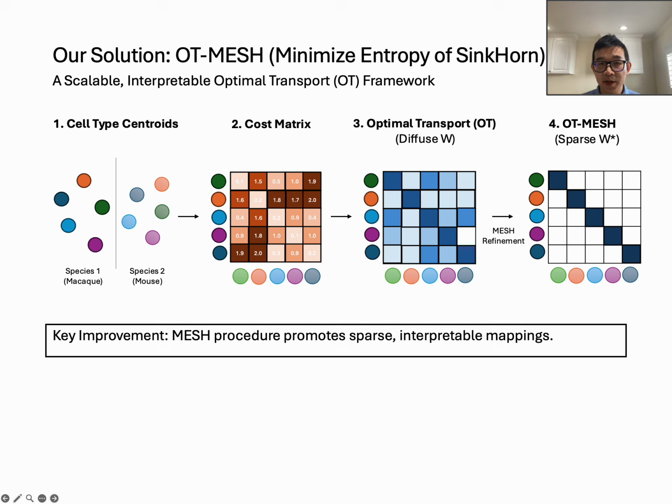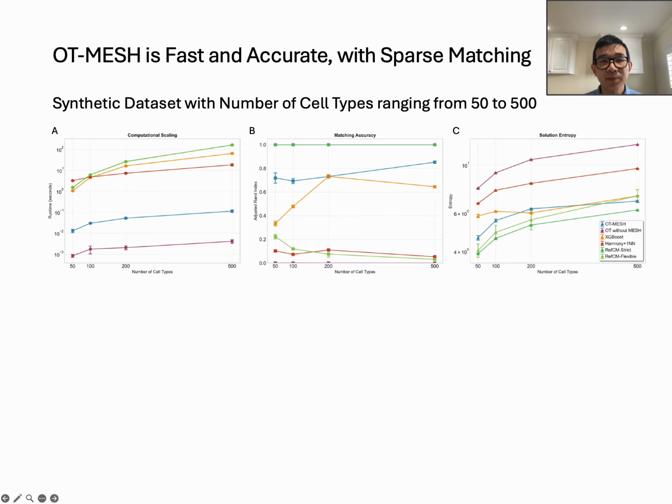And here is a key step. We apply a refinement process called MESH, which stands for Minimized Entropy of Sinkhorn. This procedure iteratively updates the costs to actively promote sparsity, transforming that diffuse matrix into a sharp, interpretable set of high confidence matches. Critically, the MESH procedure discovers these sparse mappings automatically without needing any prior constraint.